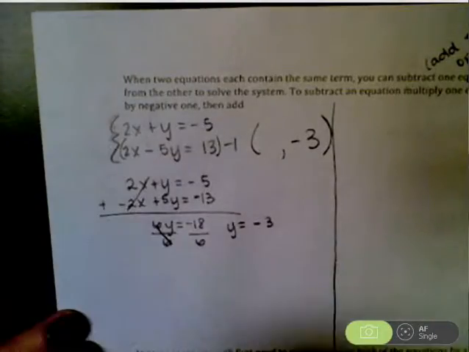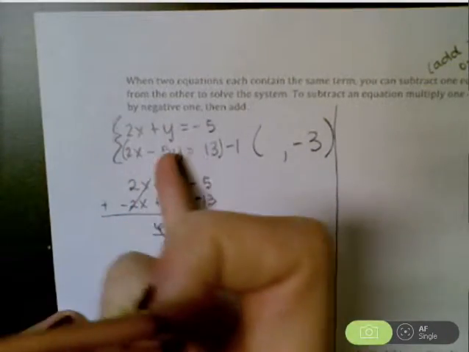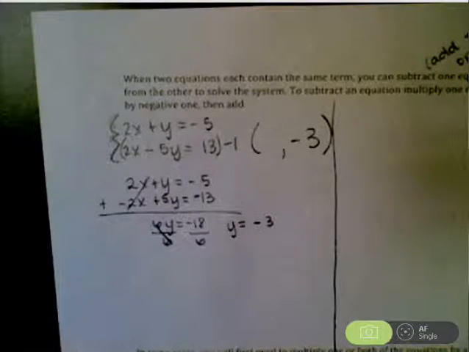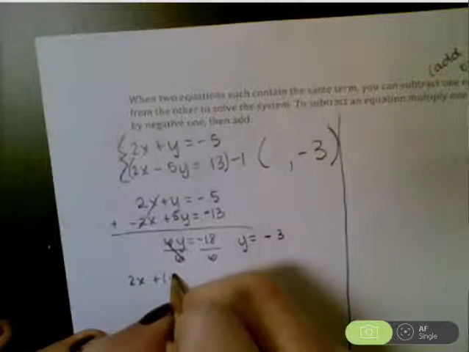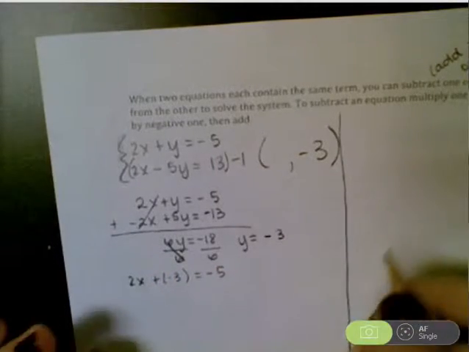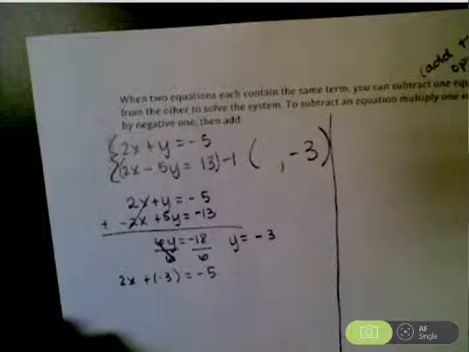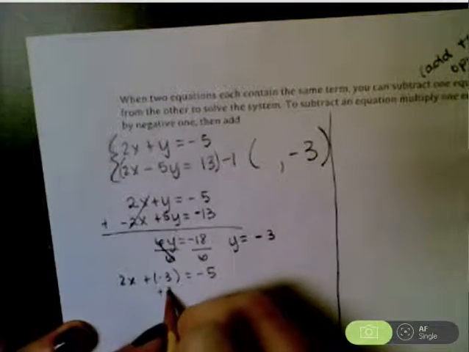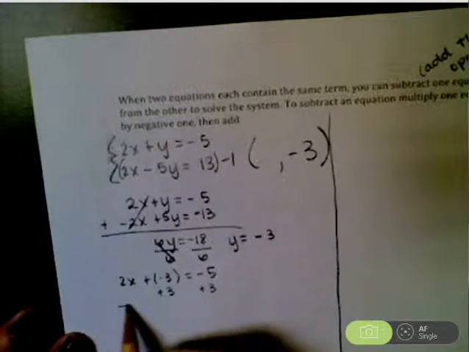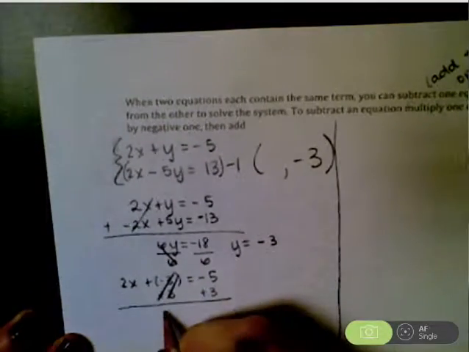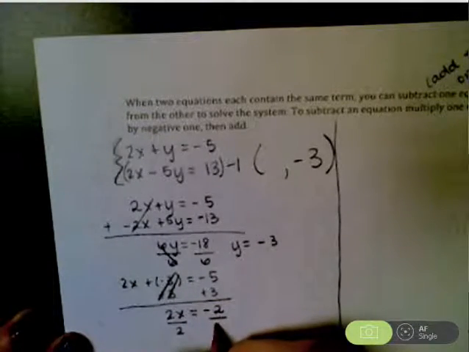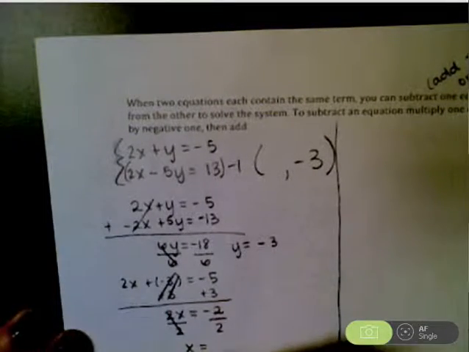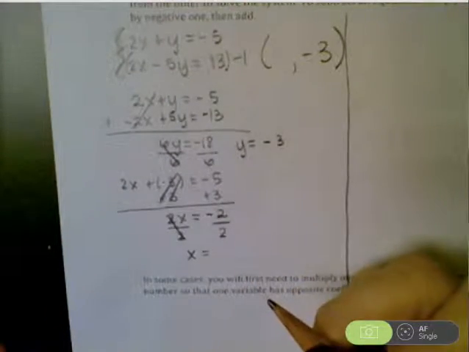Now, just like last time, plug in negative 3 to one of the original equations and solve for x. So we'll use the first equation again. 2x plus negative 3 equals negative 5. Add 3 to both sides. And divide by 2. So x is equal to -1.